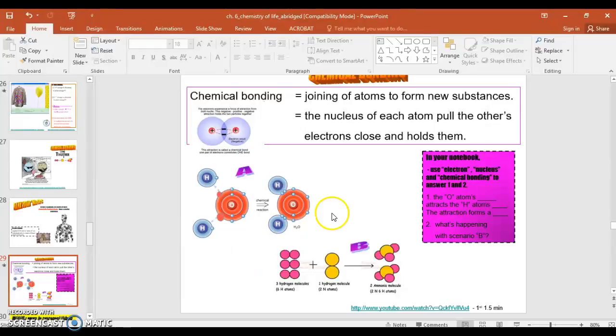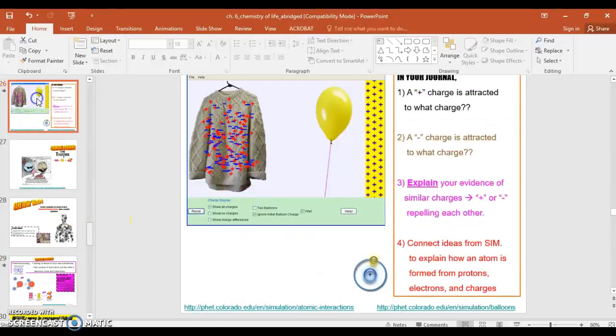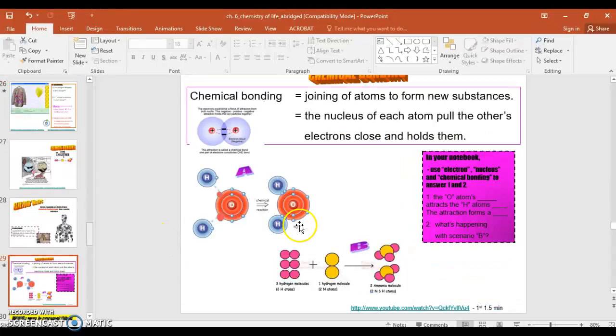This is the beginning of the conversation of the idea that atoms bond together, or the idea that atoms are attracted to one another. Going through these past simulations, this one about atomic interactions, which you should have gone to check out, and this idea of the static attractions, this idea that there's invisible charges that draw things together, we need to really start connecting those ideas to the fact that atoms like to do the same thing. Atoms form connections to one another. In fact, that's what chemical bonding is. It says the joining of atoms to form new substances.